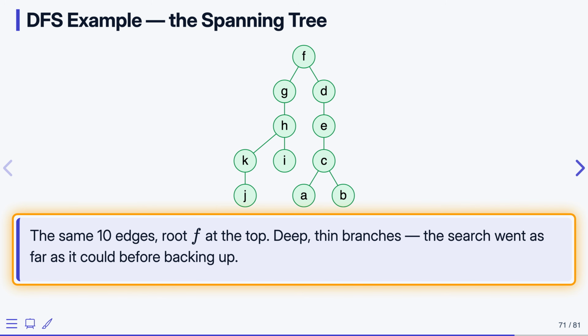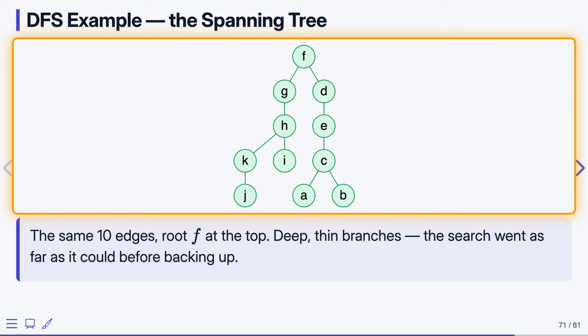We always walked on while we could, and only backed up when we were stuck, so the tree stretches downward rather than spreading sideways. The graph has to allow it, of course. If every dot were joined to the root and to nothing else, even depth-first search would give one wide, flat tree. Remember this picture. When we run breadth-first search on another graph, the tree will look very different.